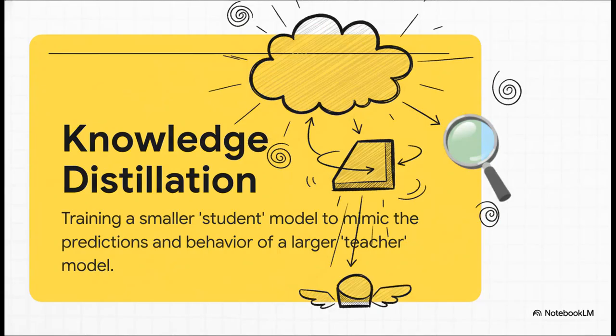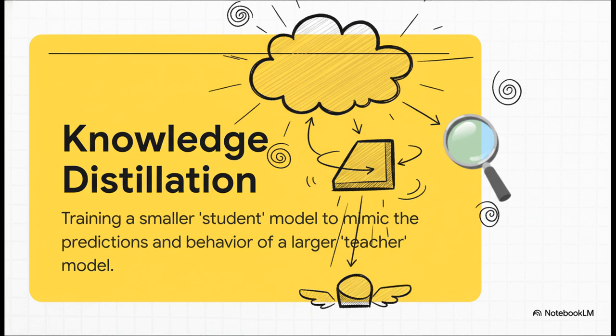All right, our third big technique is knowledge distillation. And this one is just so clever. So, you take your gigantic, super smart teacher model and you use it to train a much smaller, nimbler student model. The student literally just learns to copy what the teacher does.